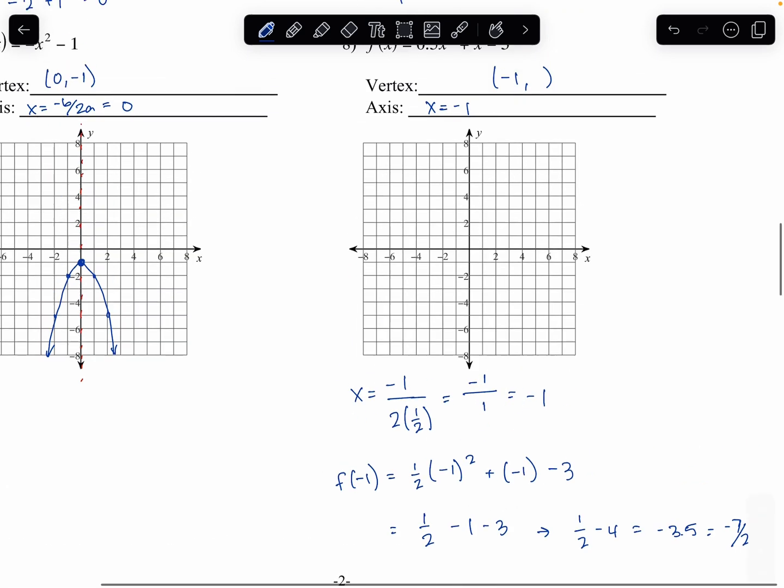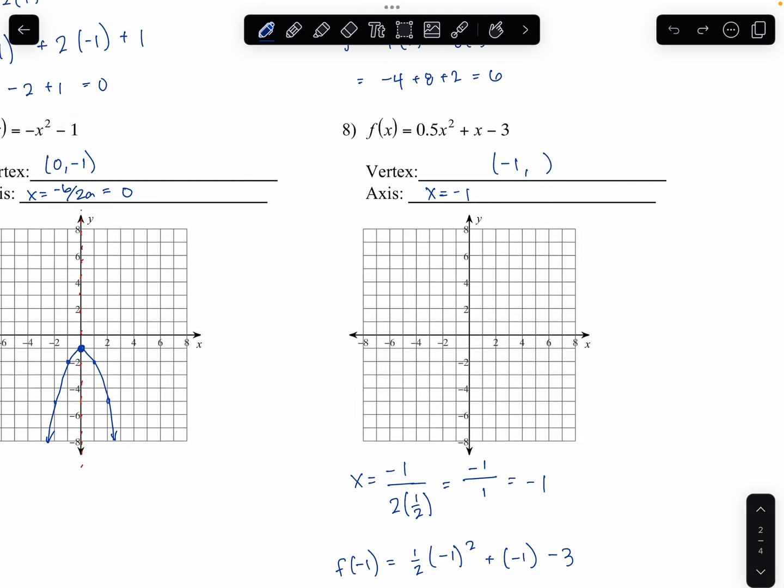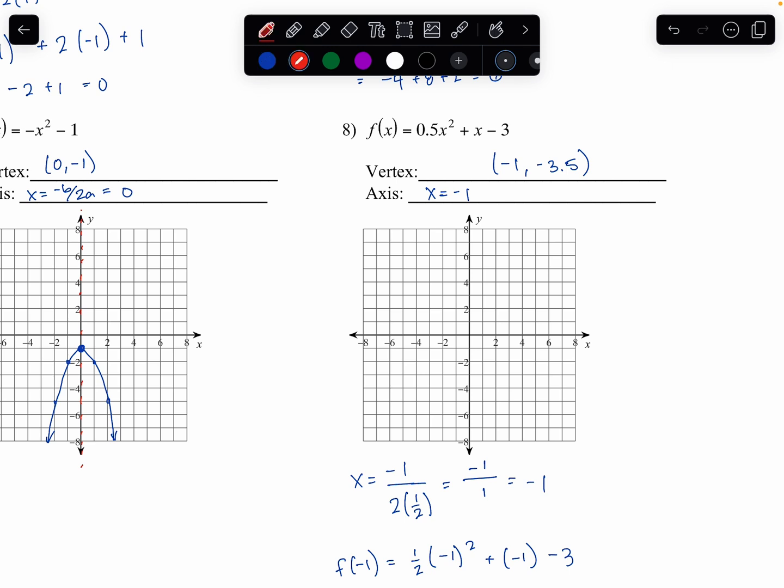So you can put that value here. I don't care if you put it as a fraction or as a decimal. I guess in this case, I'll put it as a decimal, negative 3.5, even though I prefer fractions. Okay, so our axis of symmetry is at negative 1.